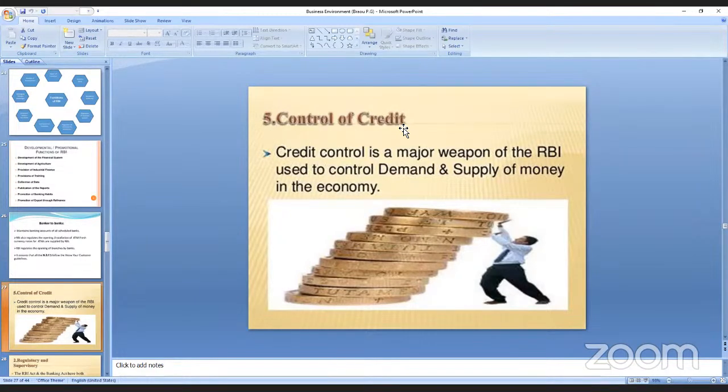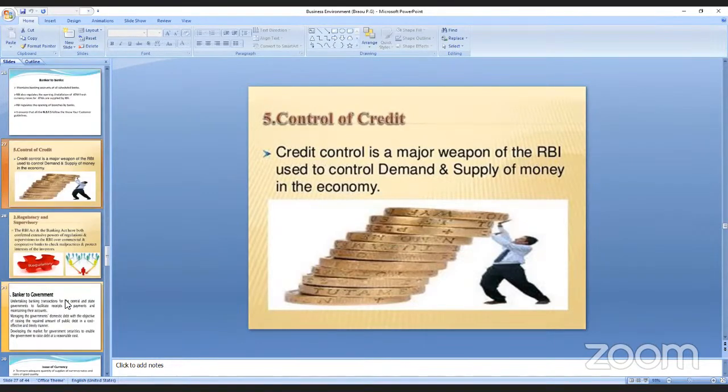Ma'am, are credit control and credit creation the same or different? Creation is different. Credit control is different. Oh, okay. Ma'am, does credit creation fall under the functions of the bank? Not always. Okay, ma'am.